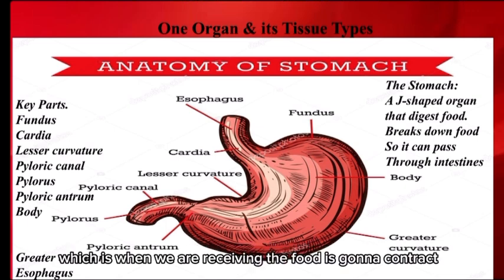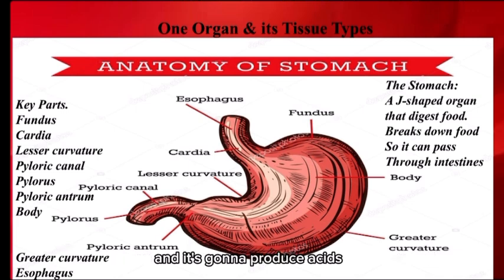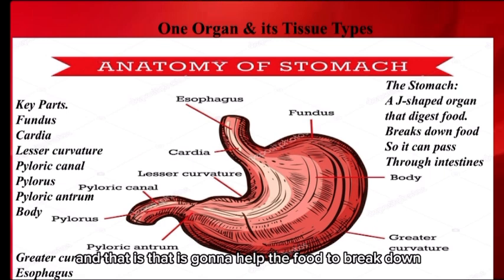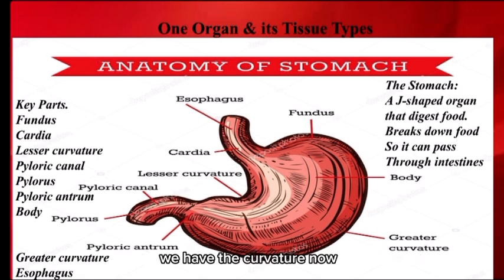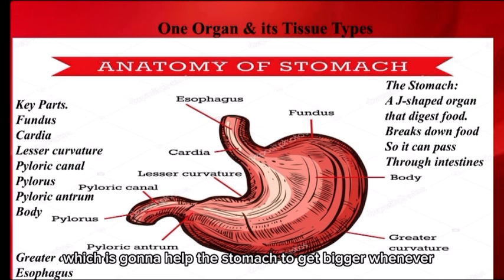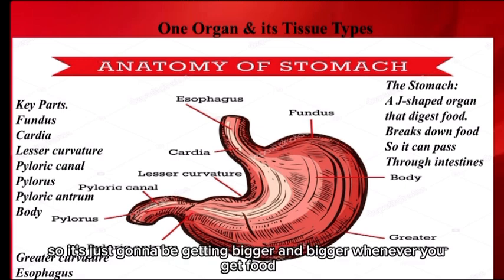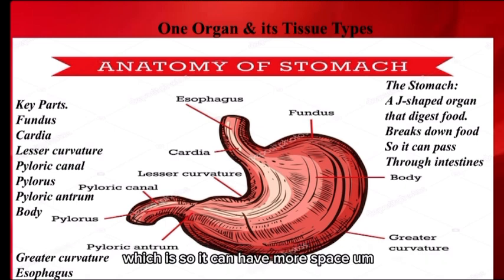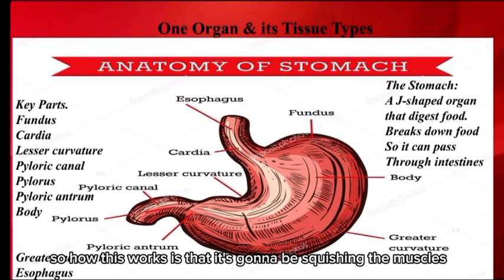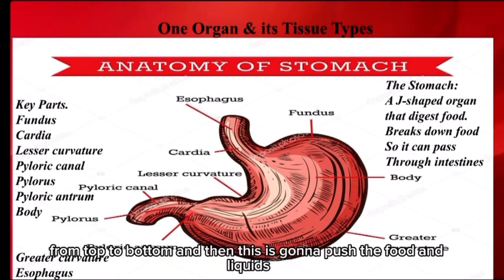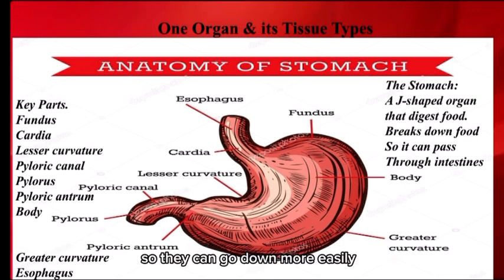Next, we have the body, which, when we are receiving the food, is going to contract and produce acids, and that is going to help the food to break down. Here we have the greater curvature now, which is gonna help the stomach to get bigger whenever it's filled with food. So it's just gonna be getting bigger and bigger whenever you get food, so it can have more space. How the esophagus works is that it's gonna be squeezing the muscles from top to bottom, and then this is gonna push the food and liquids so they can go down more easily.